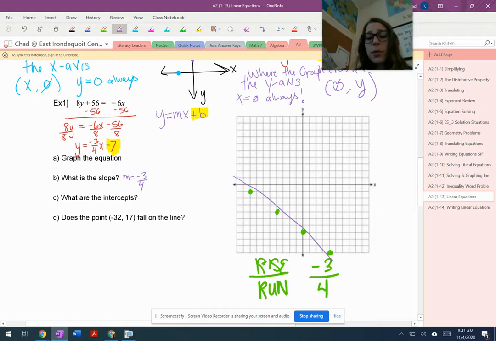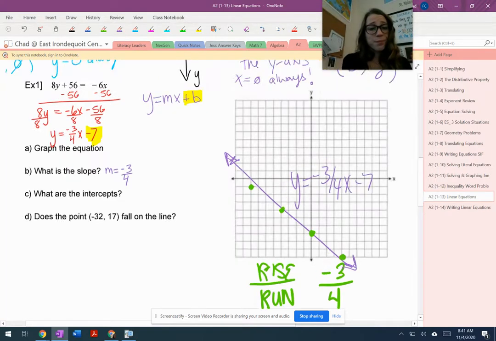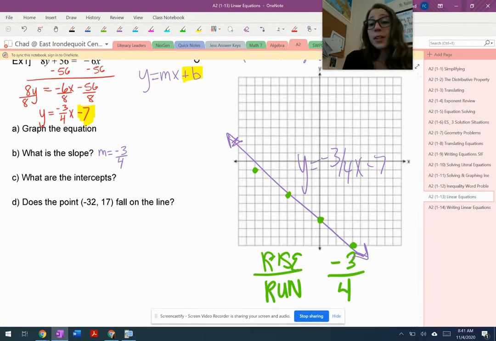Shoot, that was a terrible line. I'll try this again. And then I'm just going to label it with the equation, negative 3/4 x minus 7. And there we have our graph. Make sure you're using a ruler or a straight edge of some sort, a book, your phone, anything to make that line straight.